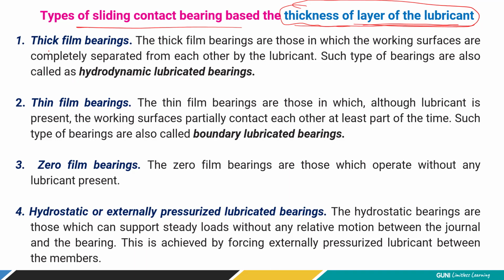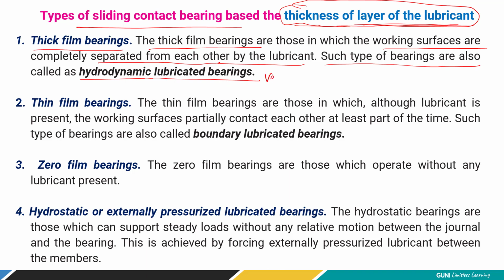The first is thick film bearings. Now what is it? Thick film bearings are those in which the working surfaces are completely separated from each other. The words are very important: during rotation, when the rotating element and the fixed element are separated by the lubricant oil, or the layer of oil, such bearings are also called hydrodynamic lubricated bearings.